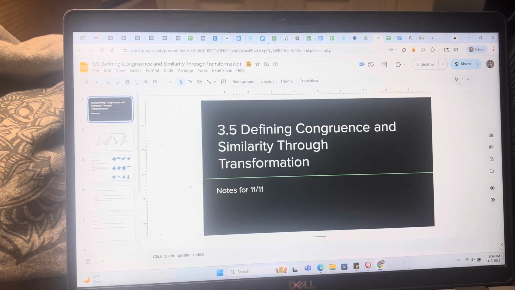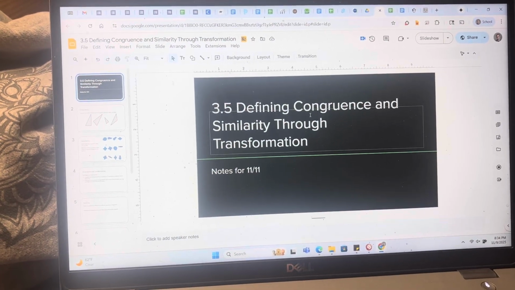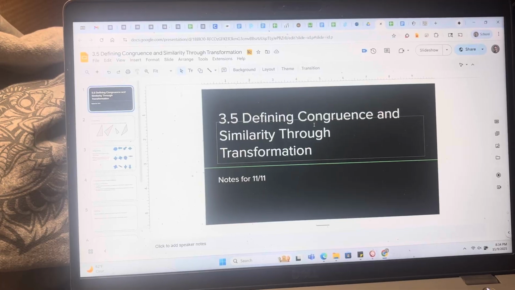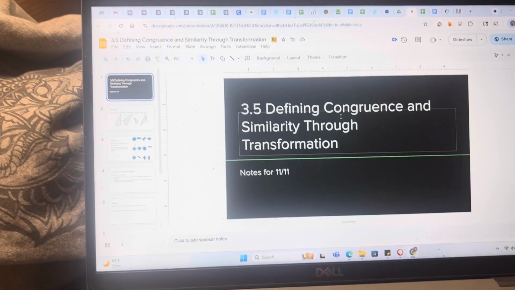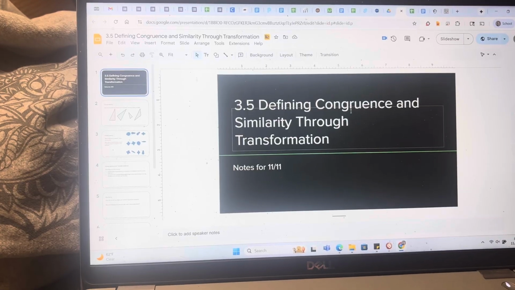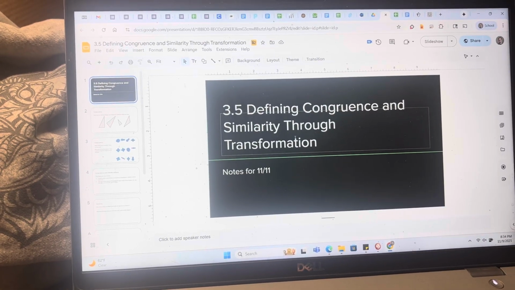All right, this is Mr. Wyrick, and I'm going to be going through these notes with you today. And then I'm going to get to the Delta Math. We're going to go through a couple examples, and we'll work from there. So right off the bat, we're talking about congruence and similarity through transformation.